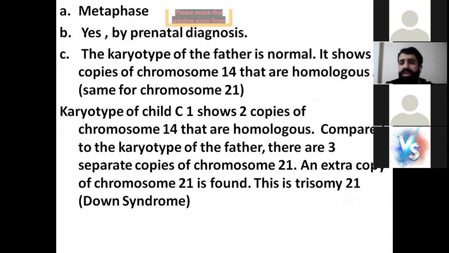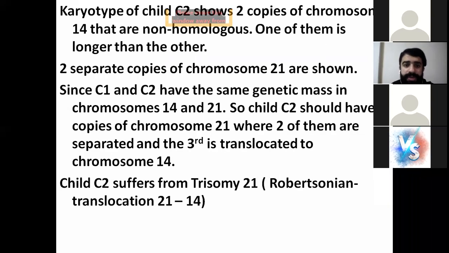Part C, the karyotype of the father is normal, so it shows 2 copies of chromosome 14. These 2 copies are homologous, as well as it shows 2 copies of chromosome 21, and they are homologous too. While the karyotype of child C1 shows 2 copies of chromosome 14 that are homologous. Compared to the karyotype of the father, there are 3 separate copies of chromosome number 21, as Hadil said. So we have a trisomy 21, since we have an extra chromosome.